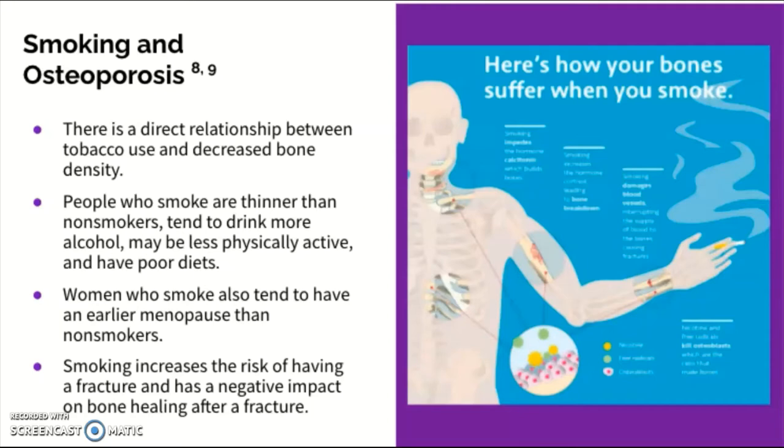For example, in many cases, people who smoke are thinner than non-smokers, tend to drink more alcohol, may be less physically active, and have poor diets. Women who smoke also tend to have an earlier menopause than non-smokers. These factors place many people who smoke at an increased risk for osteoporosis apart from their tobacco use. In addition, studies on the effects of smoking suggest that smoking increases the risk of having a fracture. As well, smoking has been shown to have a negative impact on bone healing after a fracture.